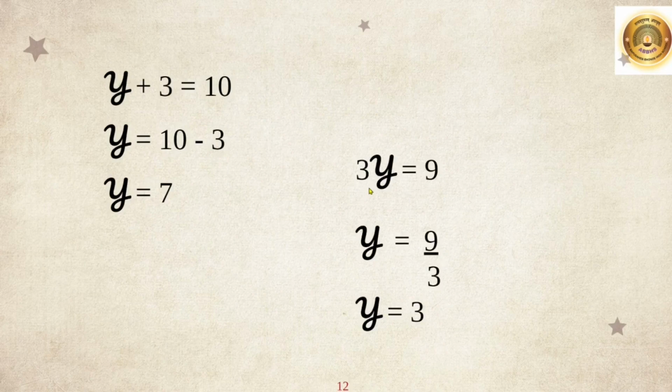Now in this case, you have 3 multiplied by y is equal to 9. So when there is a multiplication, when you change the side, it becomes 9 divided by 3. So multiplication becomes a division here. And if it is a division, it will become a multiplication.